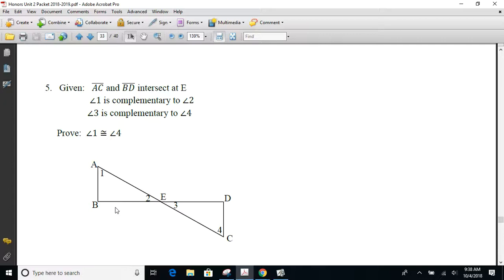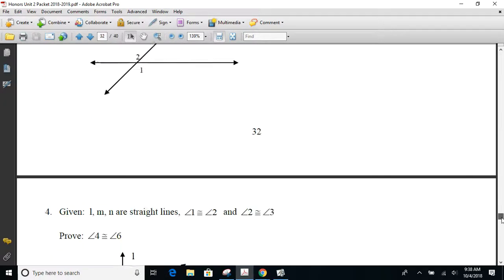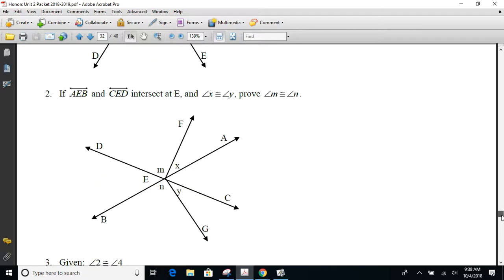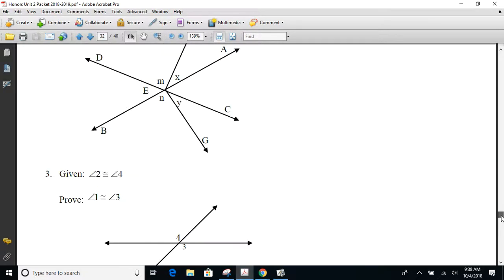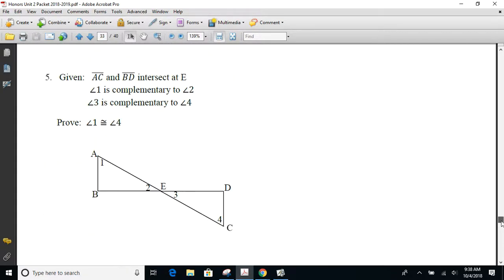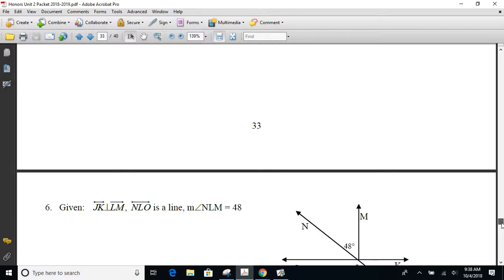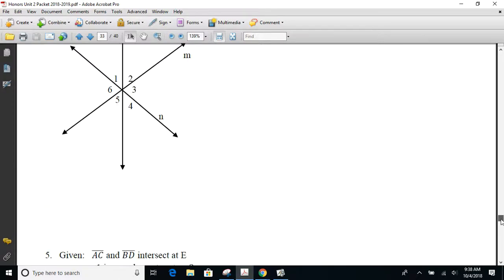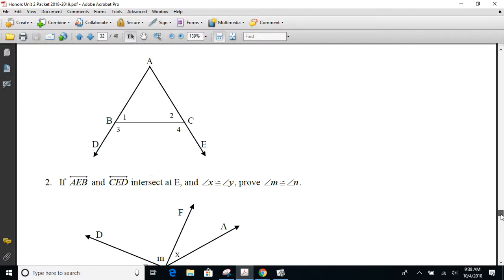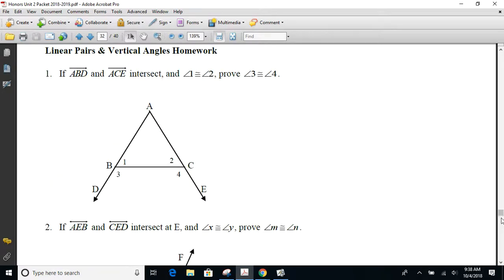Others that you want to talk over here? Any of the other proofs that you want to talk over? Number 3, because we did 2 in class. 1 or 3. Yep. Okay, we're trying to prove 3 congruent to 4. There are 2 different ways you could do this.